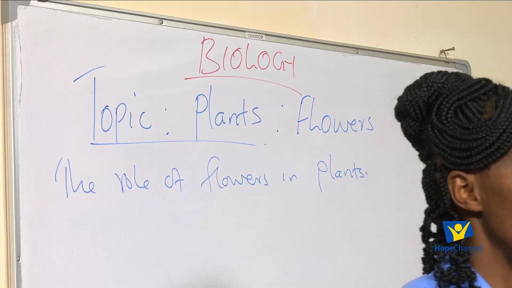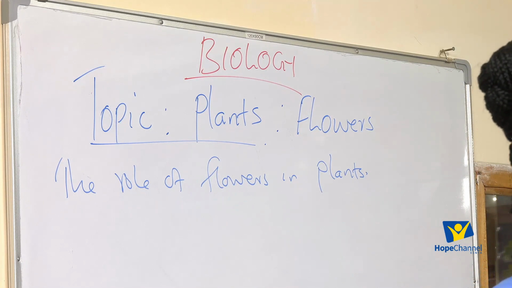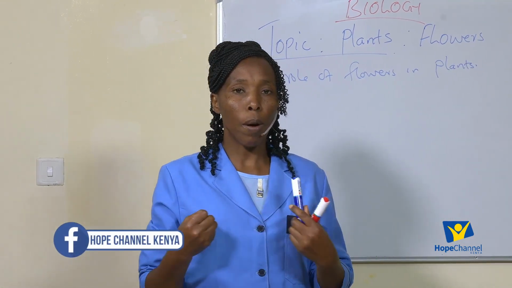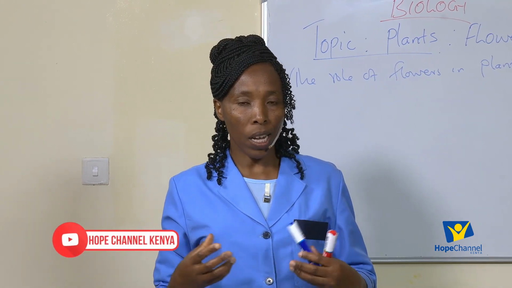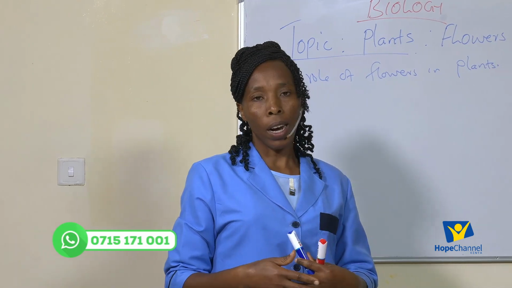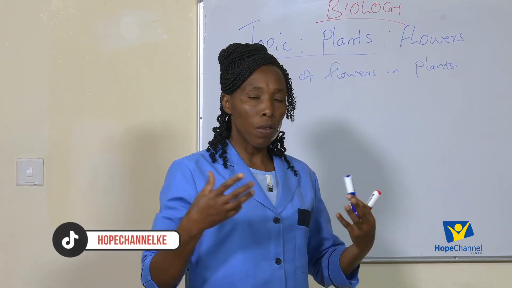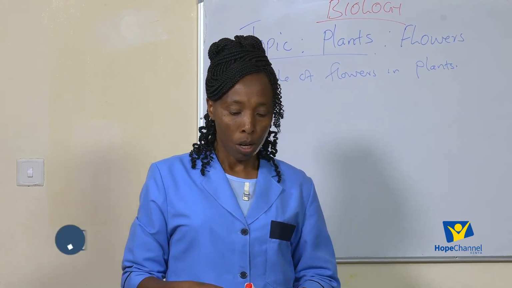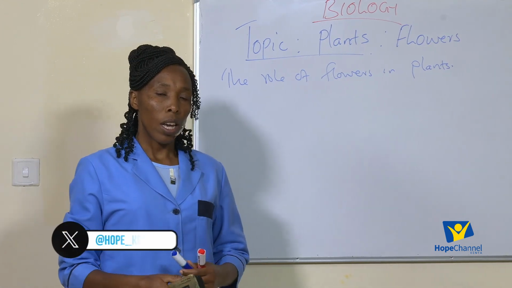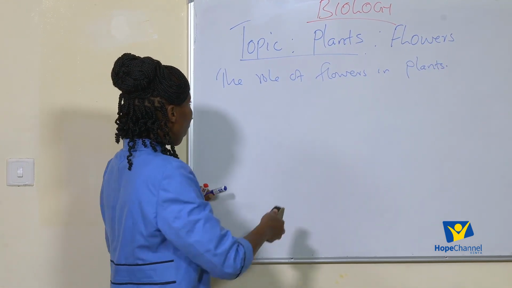Now that we have discussed the parts of the flower, we said the flower has the stamen, the pistil, the petals and the sepals. We also discussed the male part and the female part of the flower. Today we want to discuss the role of the flower in pollination, the process of pollination and how it takes place in different plants.